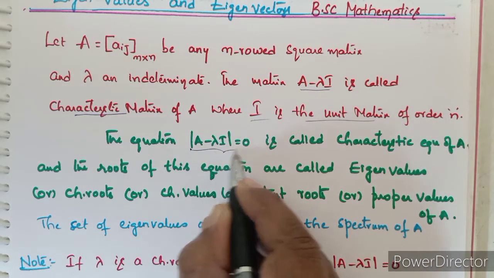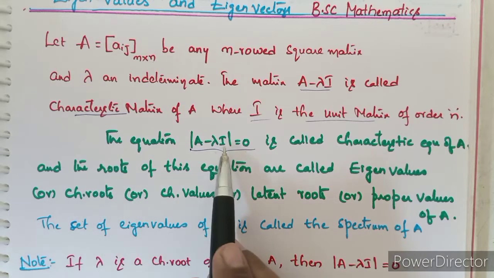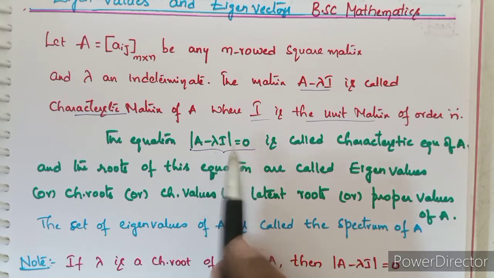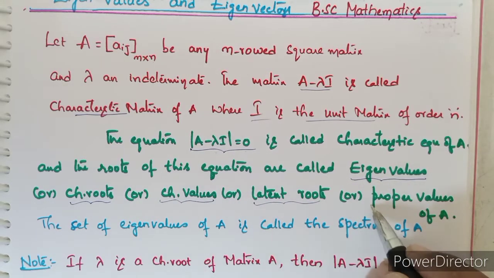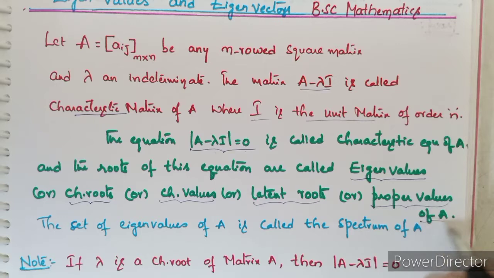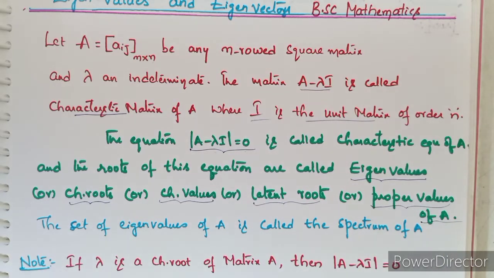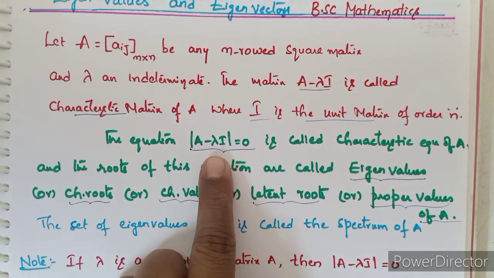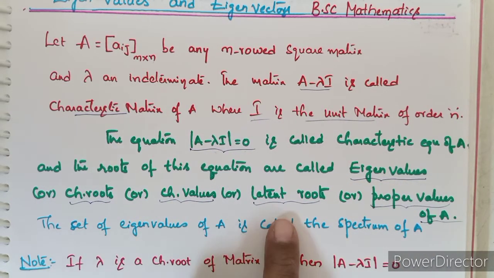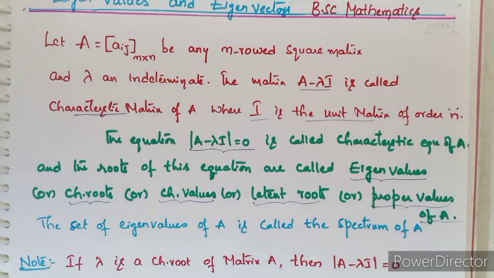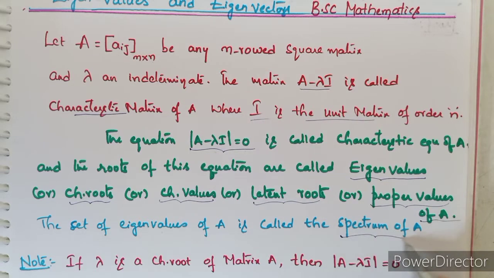This is the characteristic equation, and the roots of this equation, the values which are satisfying this equation, are called eigenvalues or characteristic roots or characteristic values or latent roots or proper values of A. So there are so many names. The roots which are satisfying this characteristic equation are called eigenvalues, characteristic values, characteristic roots, latent roots, proper values. All these are the same. The set of eigenvalues of A is called the spectrum.